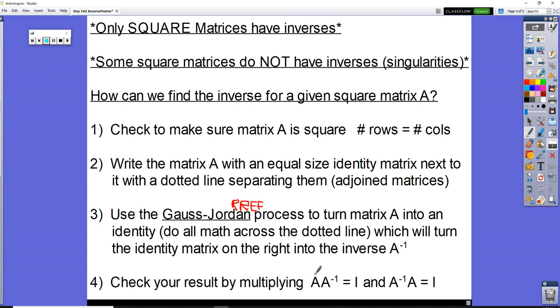Now, the last thing that you can and probably should do is check your result by multiplying the matrix you started with, matrix A, with what you believe to be its inverse. And remember, both ways, whether you multiply matrix A with its inverse or the inverse of matrix A with A, you should be producing an identity matrix as the answer. That's the way to prove that you have inverses of each other.